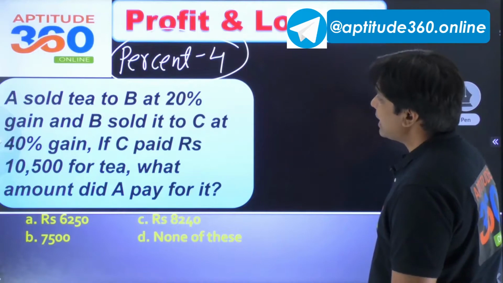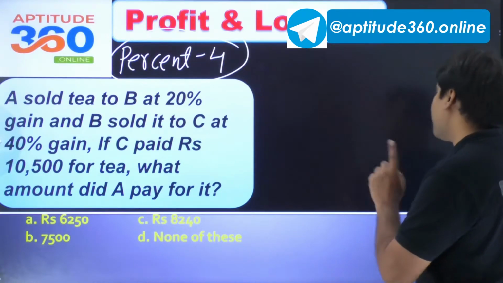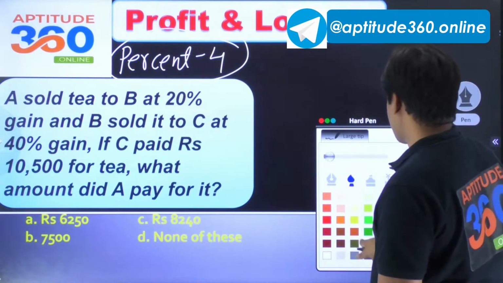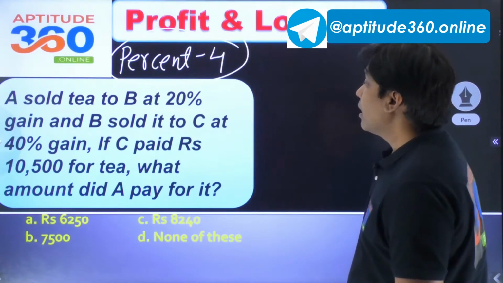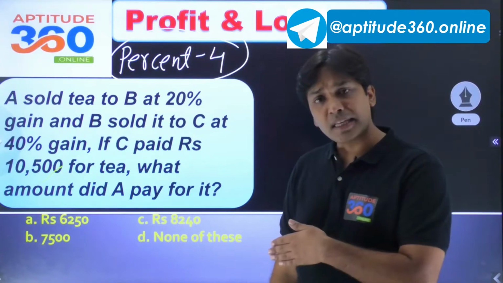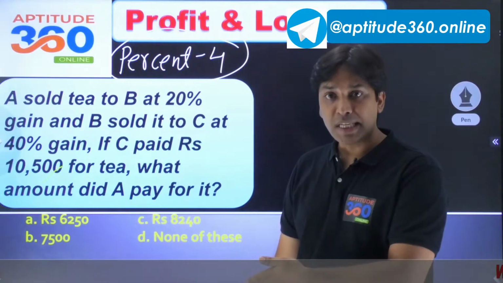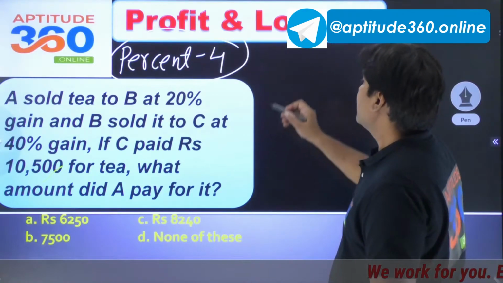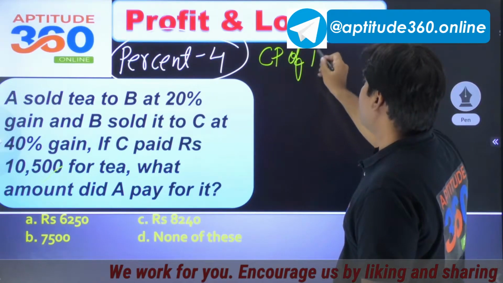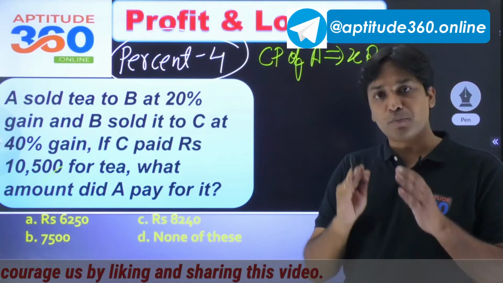Now A is selling to B at 20% gain and B is selling to C at 40% gain, and at the end of such a transaction C is paying 10,500, and if C is paying 10,500, that is going to be the selling price of B. Cost price of C is selling price of B. So I would say that CP of A, cost price of A, I am assuming that this is going to be X rupees.